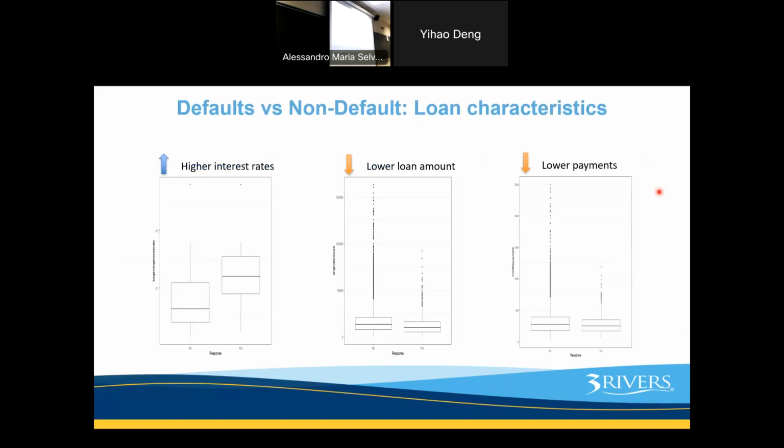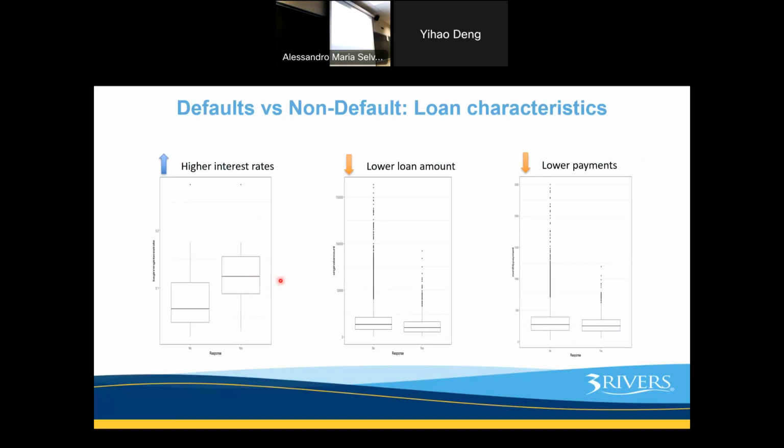The next few slides are just showing some of the differences observed in the univariate analysis for some of these features. The response, default, is on the x-axis there, no, yes. These are all box plots. With the interest rate, we see a higher interest rate for the default observations, which makes sense. They're going to have a higher interest rate because they're riskier. So it appears to be a good job capturing that risk initially.